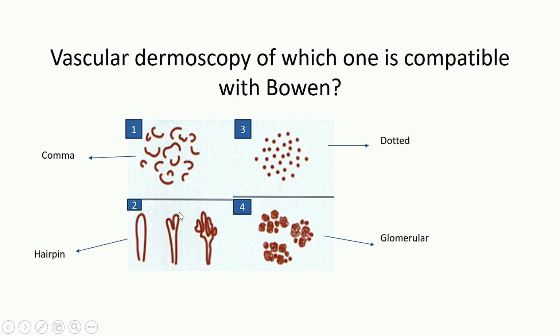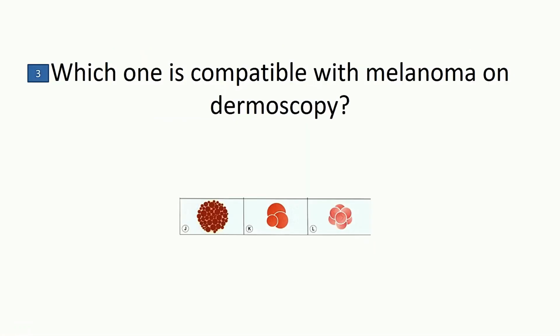Hairpin pattern is indicative of a keratinization pattern, like what's seen in seborrheic keratosis or SCC. Dotted pattern is an important pattern in dermoscopy that is indicative of melanoma and to somewhat Spitz nevus. But glomerular pattern is indicative of Bowen disease. So the correct answer here is 4.